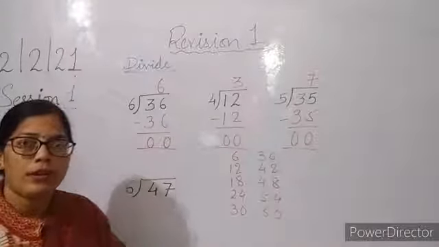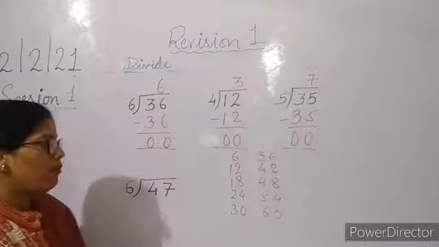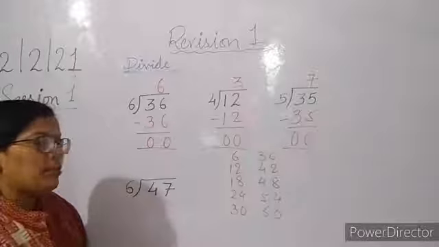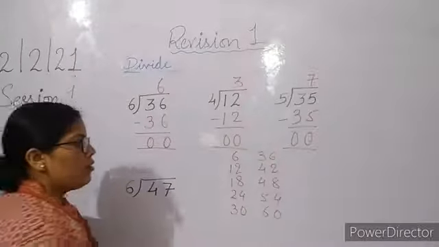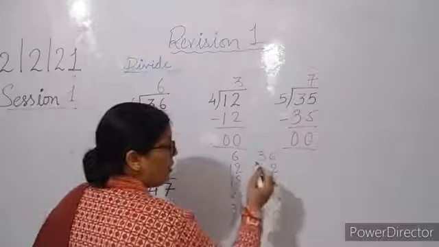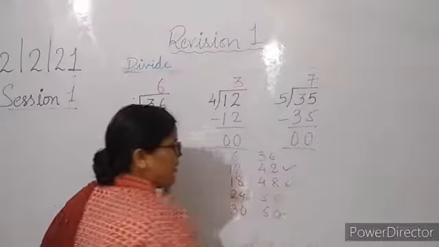Now how will you divide the number? Here what you have to see is you have to find out the numbers which are around 47. So what are the numbers around 47, nearest to 47? 42 and 48.